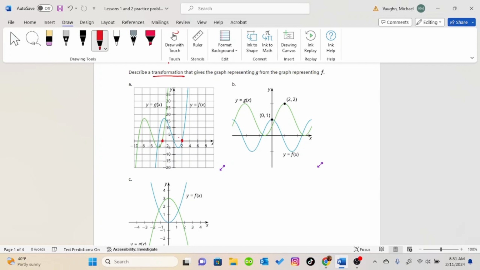So it appears that we shifted left, and if we went from 2 to -3, then that's 5 spots. So A appears that we shifted 5 units to the left.